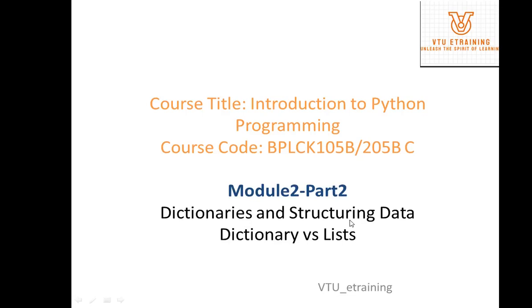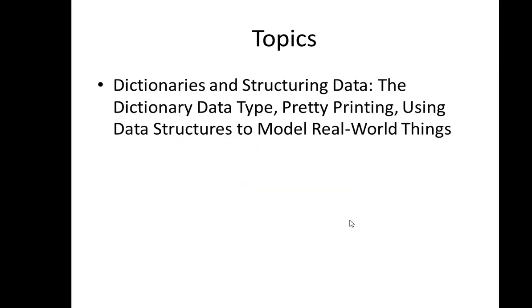So let's begin part 2 of module 2. The topics in this part 2 of module 2 are dictionaries and structuring the data. We are going to study what a dictionary data type is, we will see pretty printing, we'll see the methods we use in dictionary data types, and we will see some programs like pretty printing and also write some programs which model real world things.